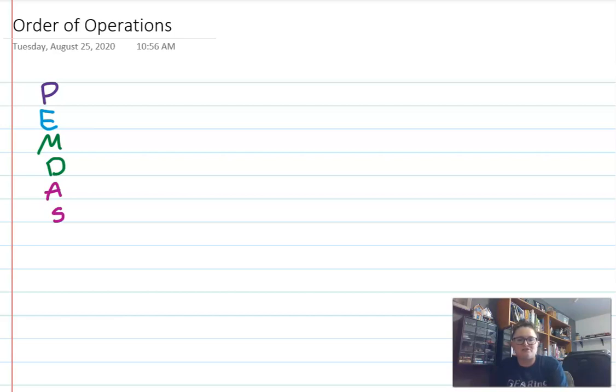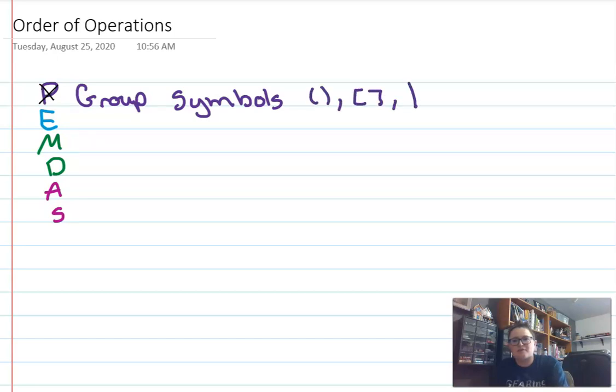So P we always use to stand for parentheses, but when we say parentheses, we mean any grouping symbols. So it could be parentheses, it could be brackets. It also could be absolute value symbols. So grouping symbols go first, and really that's why we have them. They were invented for the purpose of saying, do the stuff inside here first.